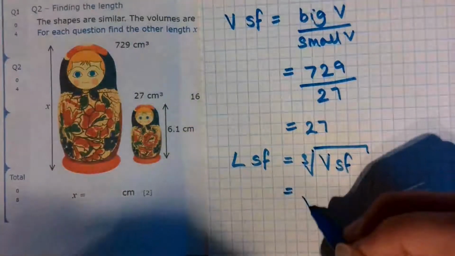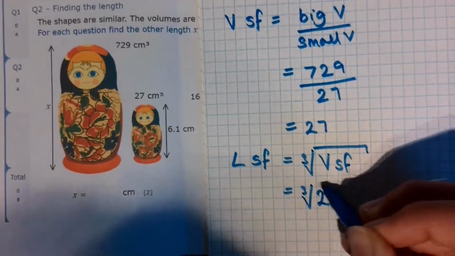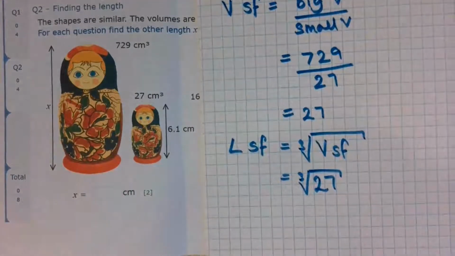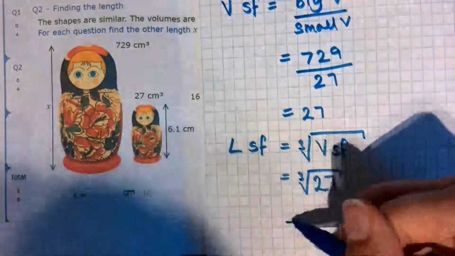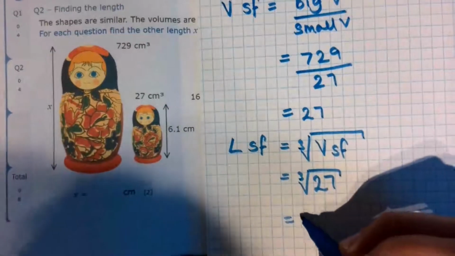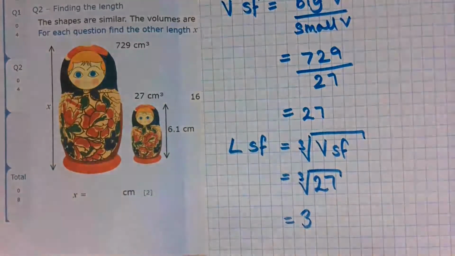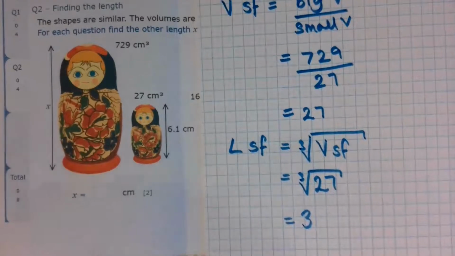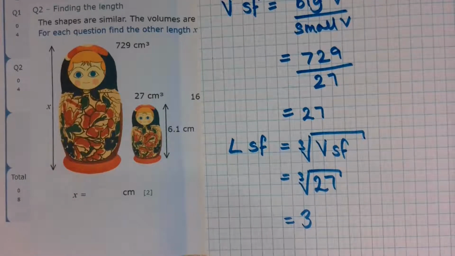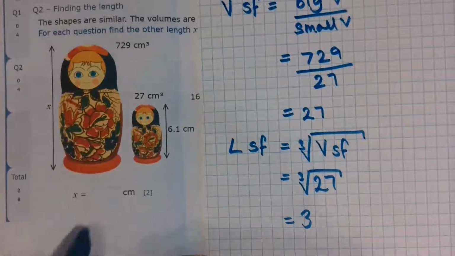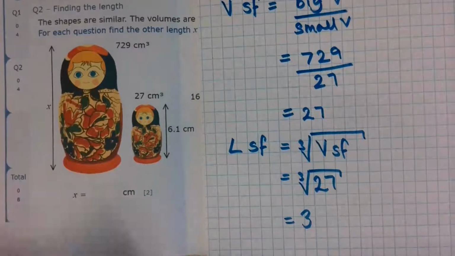So we need to find the cube root of 27. That is one that you should know. Cube root of 27 is 3. You should know your cube numbers for 1, 2, 3, 4, 5 and 10, if not 6, 7, 8 and 9. So this length scale factor is 3. That's not what it's asking us. It's asking how tall is the big one.